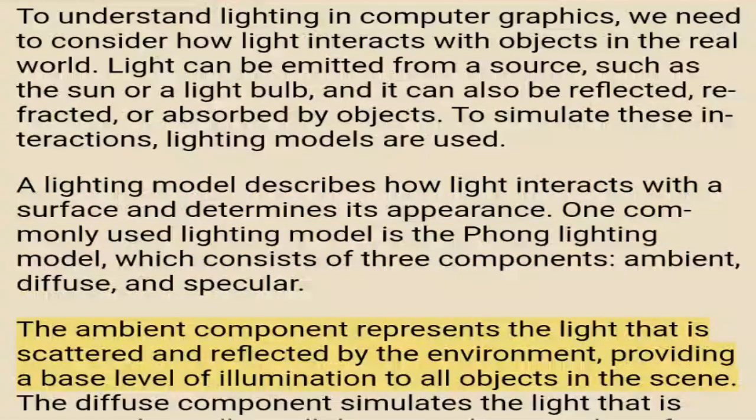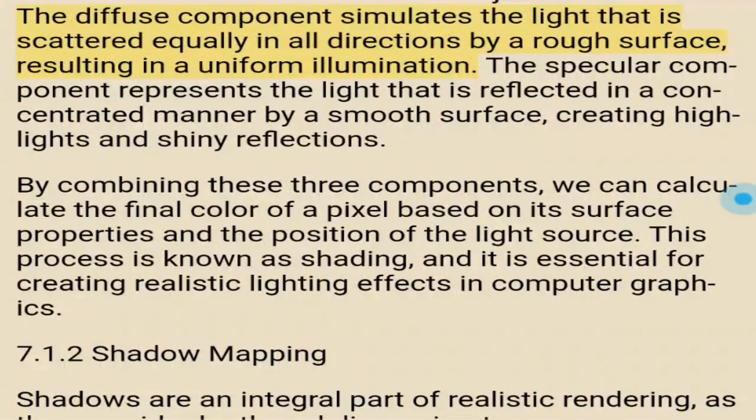The ambient component represents the light that is scattered and reflected by the environment, providing a base level of illumination to all objects in the scene. The diffuse component simulates the light that is scattered equally in all directions by a rough surface, resulting in a uniform illumination. The specular component represents the light that is reflected in a concentrated manner by a smooth surface, creating highlights and shiny reflections. By combining these three components, we can calculate the final color of a pixel based on its surface properties and the position of the light source. This process is known as shading, and it is essential for creating realistic lighting effects in computer graphics.